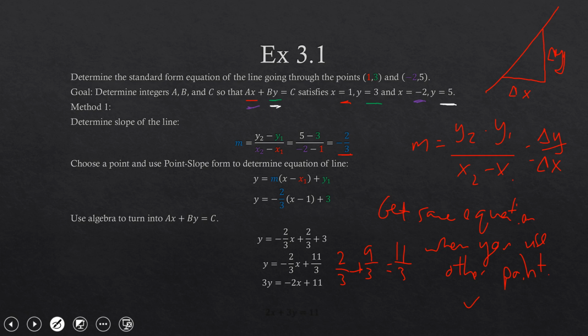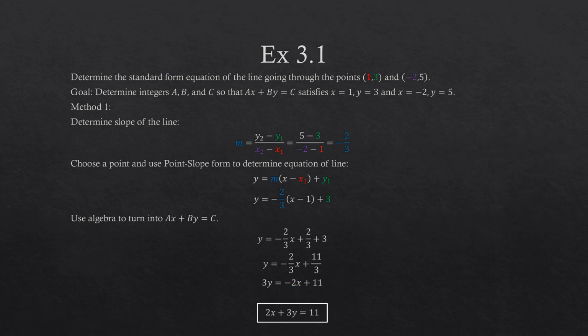And then we multiply everything by 3. So if we take this whole thing and multiply by 3 on both sides, that's going to give us 3y. And then that cancels with the denominators of both of our fractions on the right, and we get negative 2x plus 11. And then lastly, we just add 2x to both sides, and that's going to give us our standard form equation, 2x plus 3y equals 11.